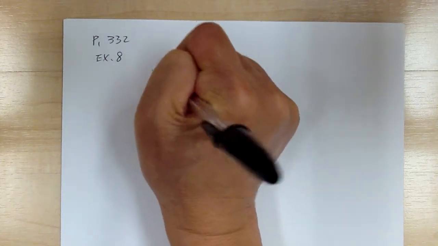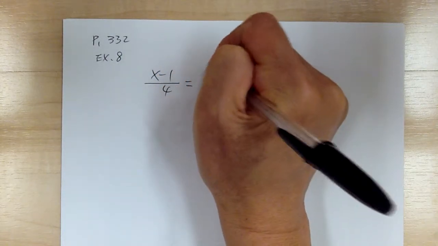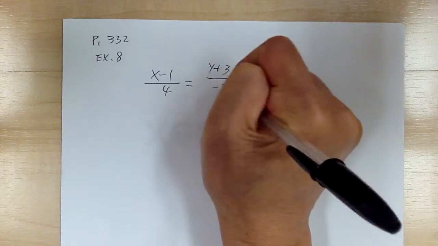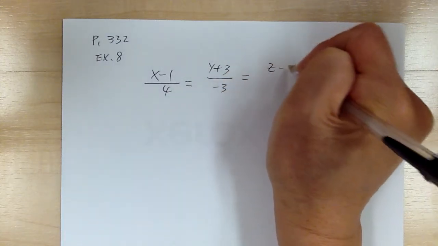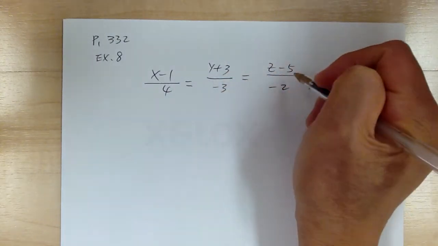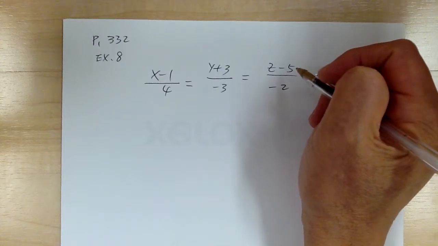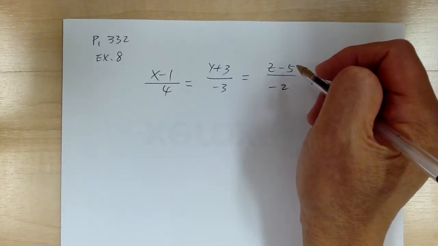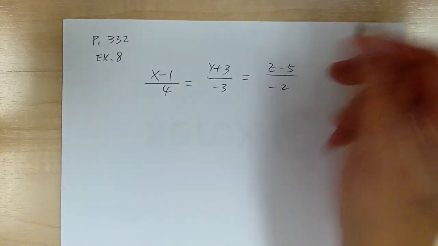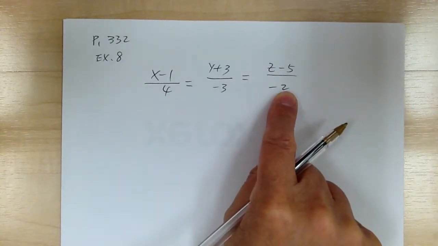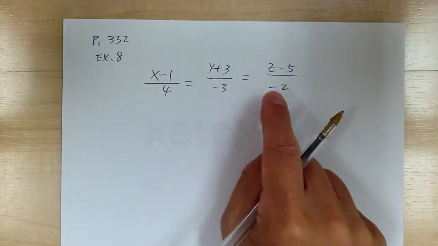Okay, let's go to example 8. Example 8, you have the symmetric equation x minus 1 over 4 equals y plus 3 over negative 3 equals z minus 5 over negative 2. And you're looking for the direction cosines. So here are your direction numbers.